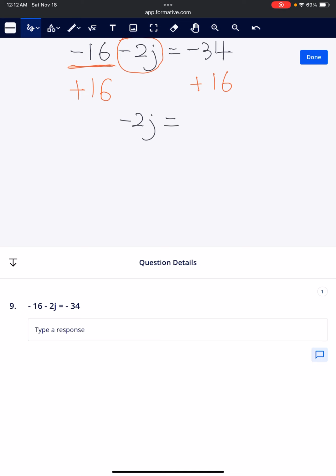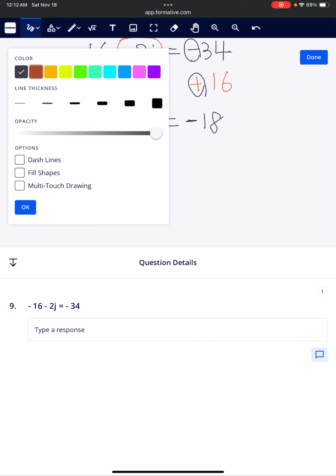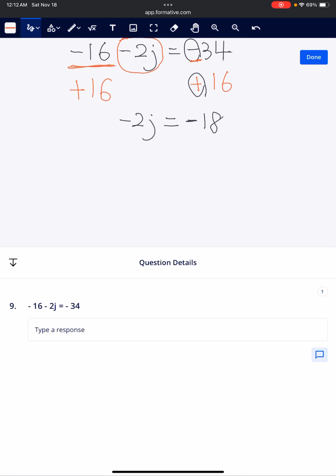Right side, it becomes negative 18. Again, one is negative, the other one is positive. That's when you need to subtract two values. And then the greater value has the negative sign. So that's why you're keeping the negative here on the bottom.